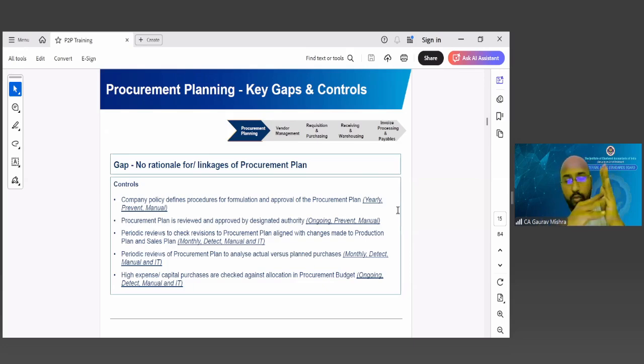We should have some defined approval matrix. Whenever you are going to raise the requisition for procurement of the material, that should be supported by some proper justification notes. And third thing is, whatever the stock situations are as on date should be considered while raising the requisition. And if it is system driven, in that case there should be no option to edit the final output of the material requirement planning. So these are a few of the controls.